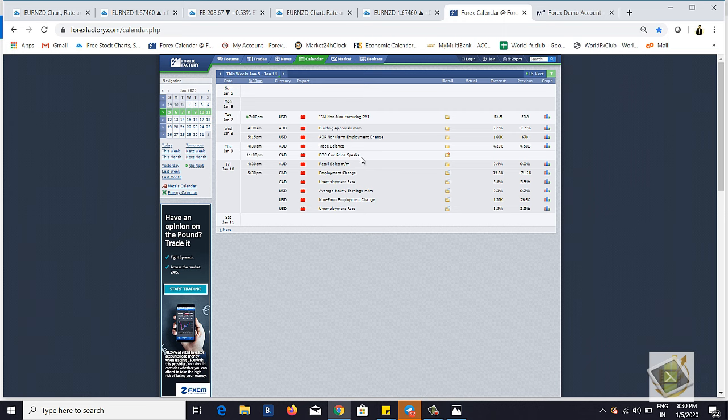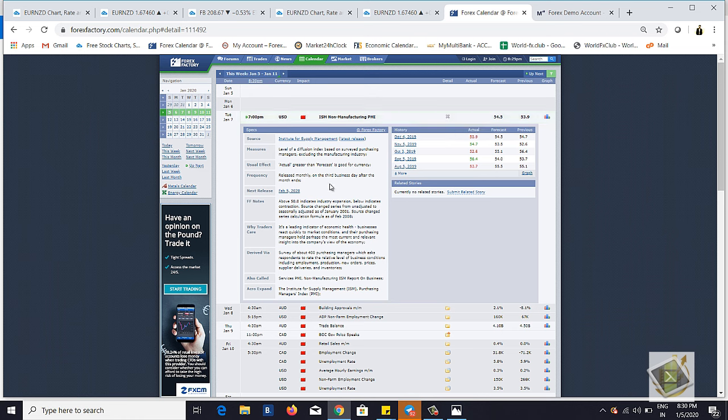For a newbie, or a person who is not an economics student and does not have any idea of these financial and economic terms, they will get confused about what needs to be done. So you can click on a small detail here and read how this news can affect the market. That level of diffusion index is all jargon, so do not focus on these things.